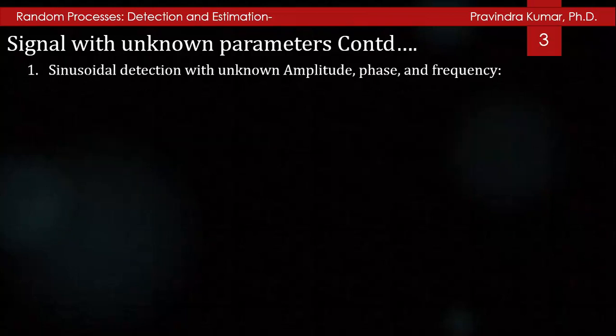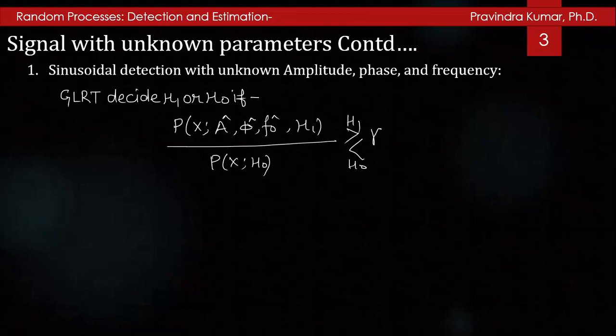Now let us start with sinusoidal detection with unknown amplitude, phase and frequency. When the frequency is also unknown, the GLRT, the generalized likelihood ratio, decides H1 or H0 based on the PDF under hypothesis H1, which includes the estimated values of A, phi and F0, divided by the PDF under hypothesis H0. This generalized likelihood ratio is compared with some threshold value gamma.